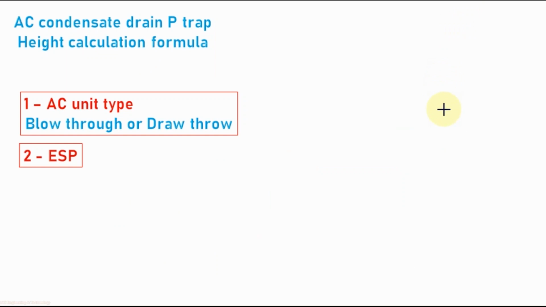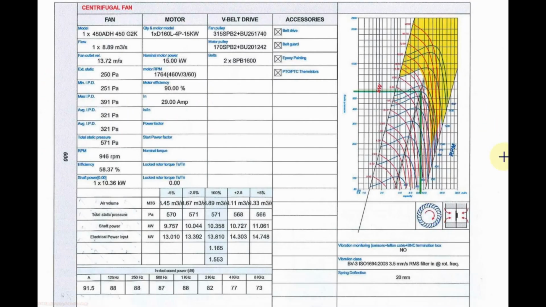To calculate the height for the condensate drain P-trap for any type of AC unit, we need to know two things. First, the AC unit type, whether it is blow-through or draw-through type. Number two, the unit's external static pressure. The value for external static pressure for the AC unit, you can find either from the tag on the AC unit or from the selection. You can see this is the selection for one of the AC units, and here you can see the external static pressure for the unit, which is here 250. So this 250 divided by 250 equals 1 inch water gauge.